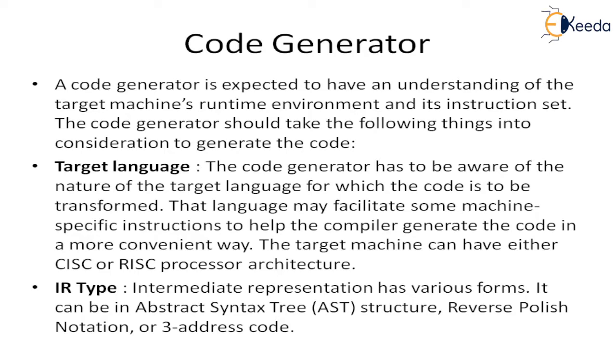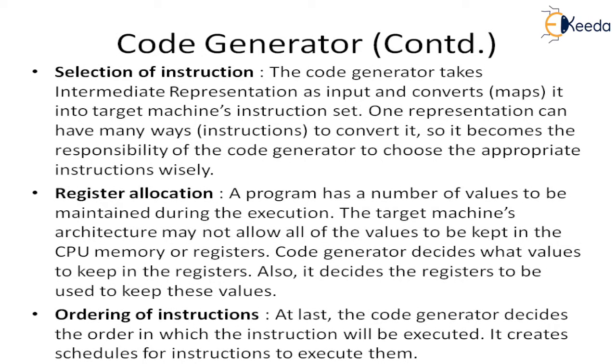The code generator should take the following things into consideration whenever it generates code. The first is the target language, the second is the intermediate representation type, then selection of instruction, register allocation, and ordering of instruction.